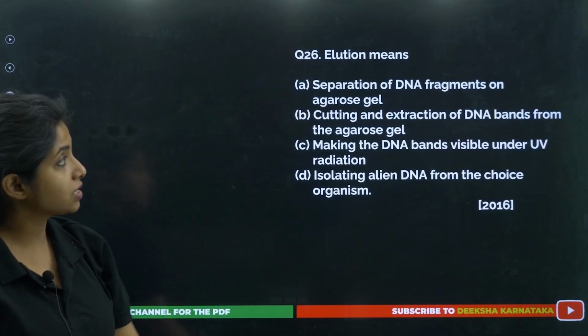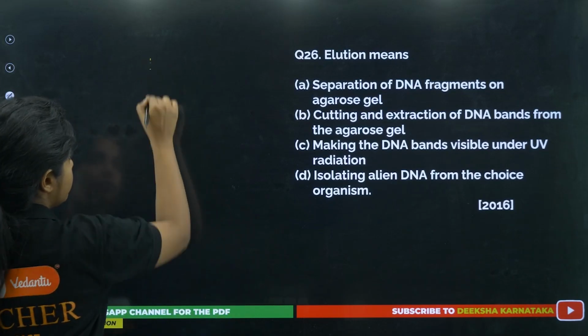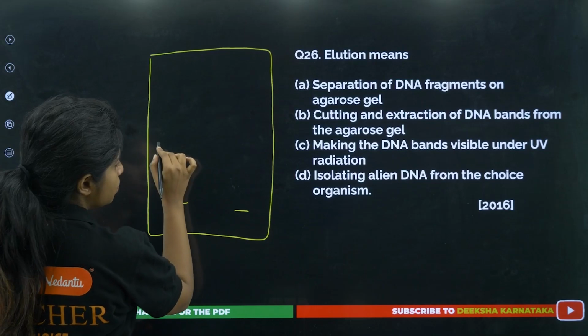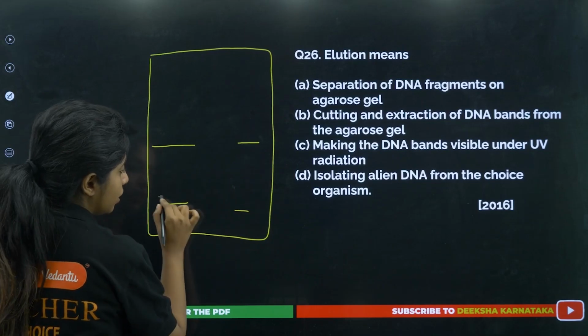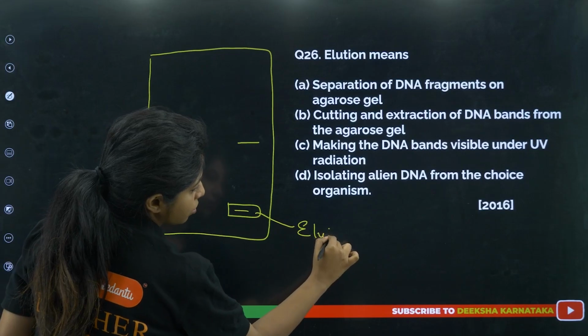2016 question. Next, elution means what? I already told you, in a gel electrophoresis chamber, at the end when you have the DNA fragments separated, we cut this DNA fragment off from the agarose gel. This process is known as elution.